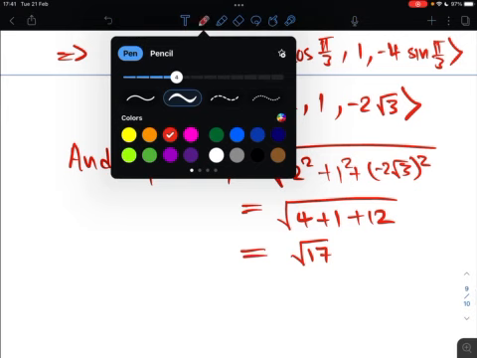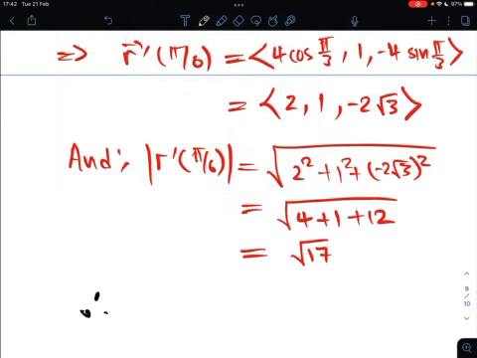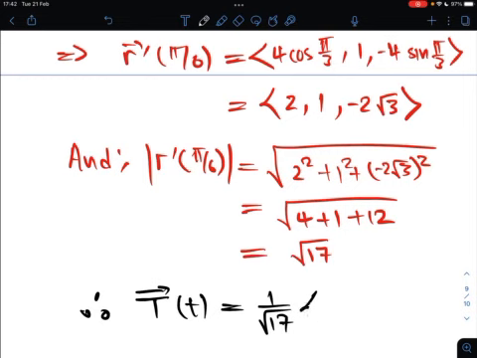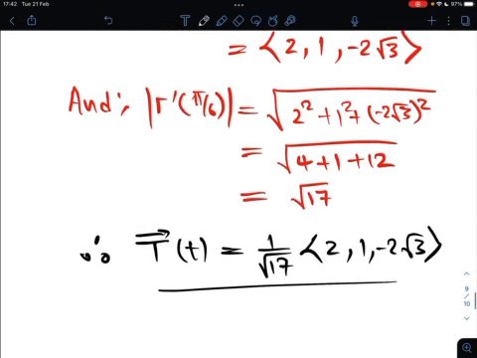So we can see now that from all this working that we have, we can conclude that the unit tangent vector T of t is simply given by 1 over root 17 of (2, 1, negative 2 root 3). So that's the unit tangent vector that we are looking for.